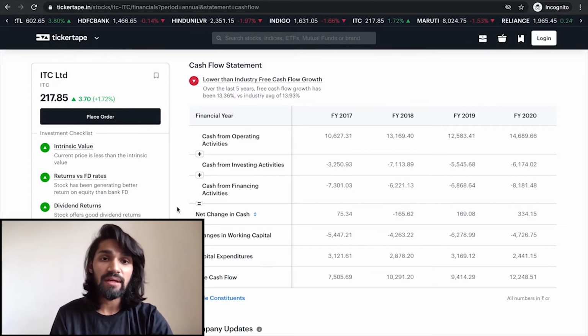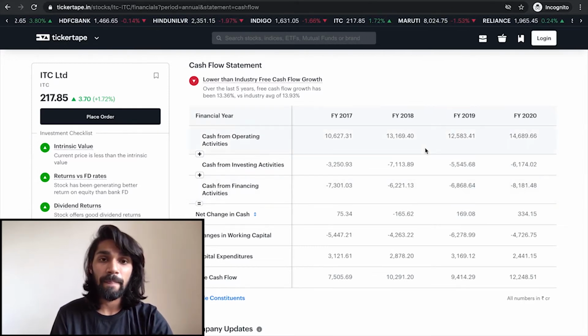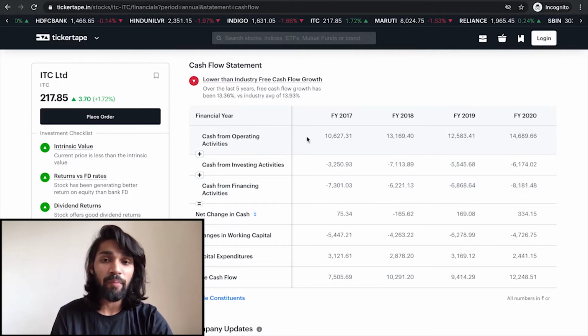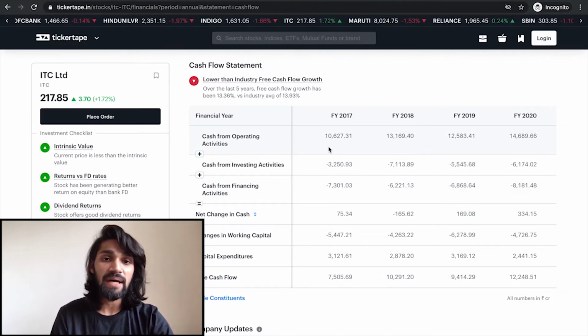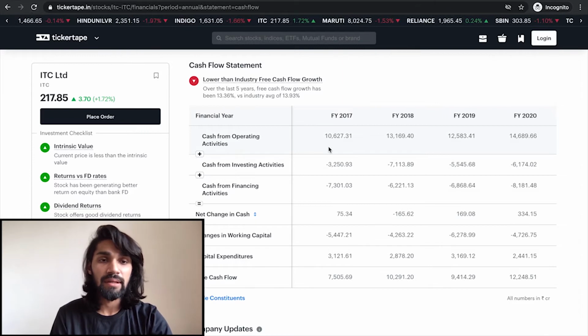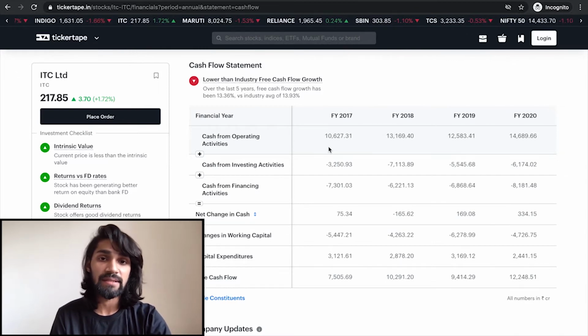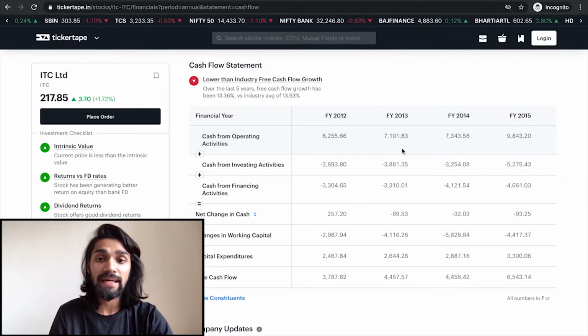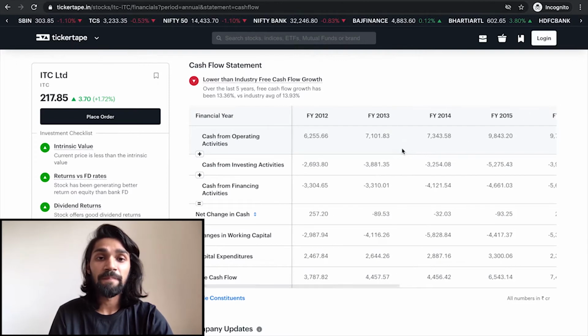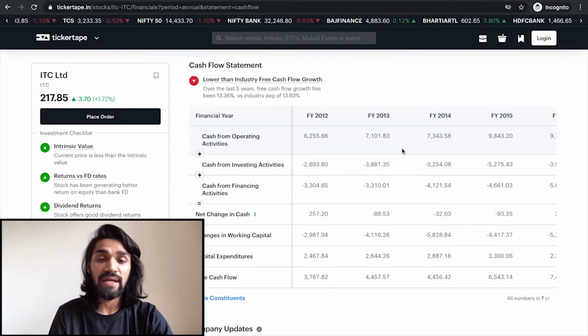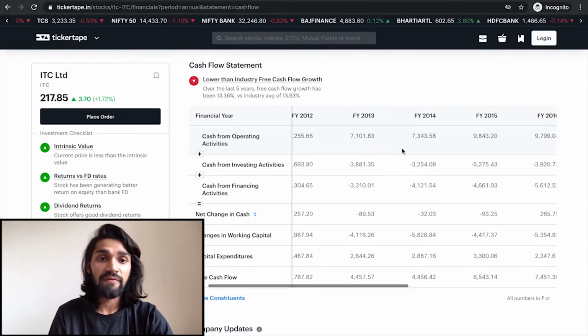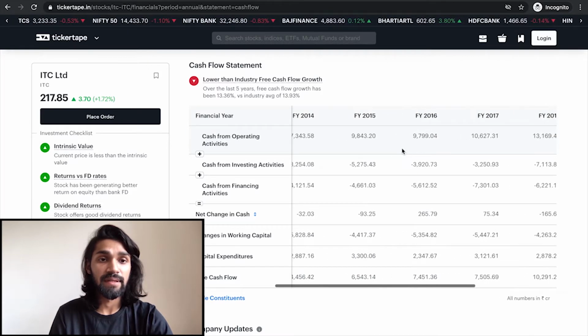So one thing that you really need to look at is that the cash from operating activities for the past few years should be increasing. It is always a good sign that the company is generating more and more cash from its operating activities. If you see, since 2012, ITC has been improving and growing its cash from operating activities for the past many years, right?